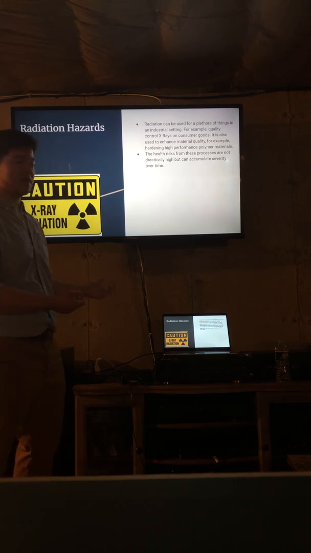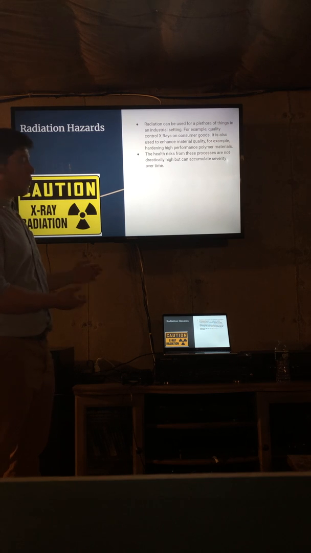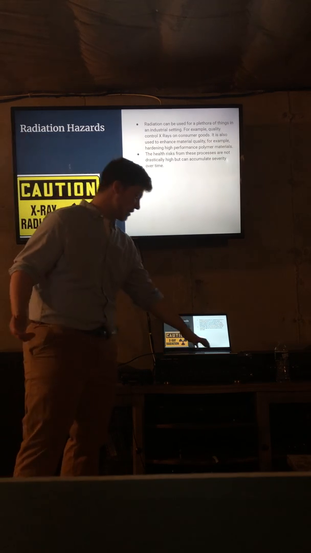It's also used to enhance material quality. I won't dive into the actual process of it for lack of time, but it's used in hardening high performance polymers, whether it's for racing plastics or for more constructional needs. The health risks for these processes aren't extremely high, but with long-term exposure, you can accumulate severity over time, like developing cancers and other illnesses from radiation.